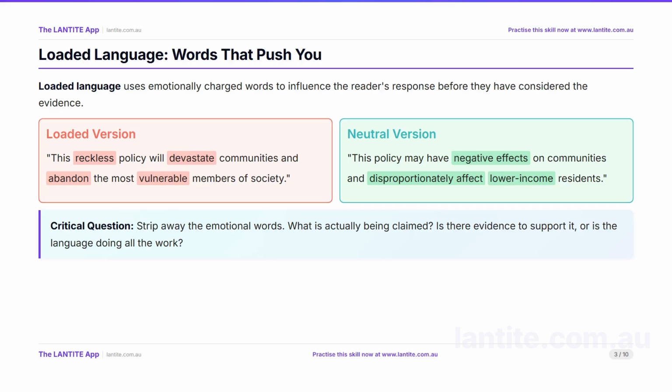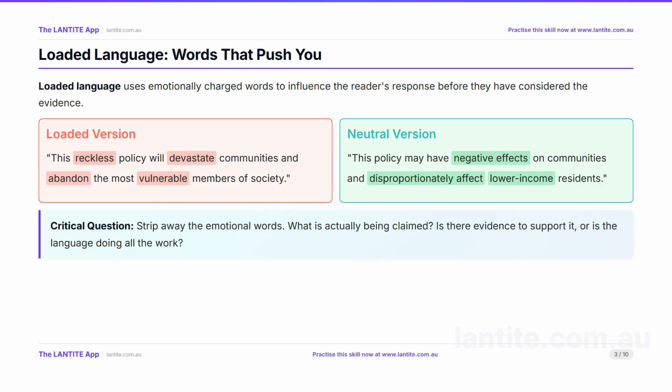Loaded language uses emotionally charged words to influence how you feel before you have even considered the evidence. Look at the loaded version on screen. Reckless, devastate, abandon, vulnerable. Every word is chosen to provoke outrage. Now, look at the neutral version. Negative effects, disproportionately affect, lower income residents. Same basic claim, but without the emotional push.